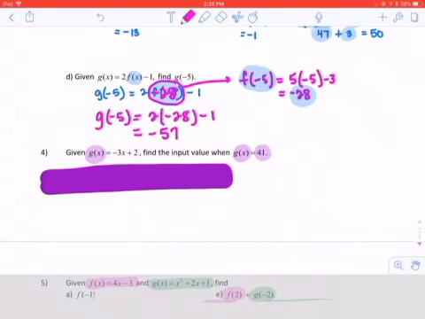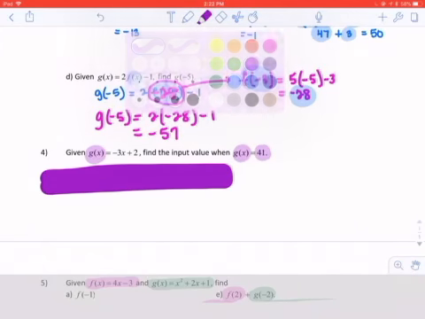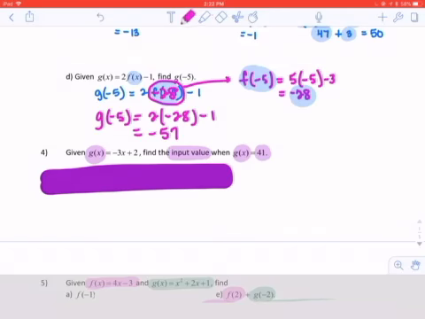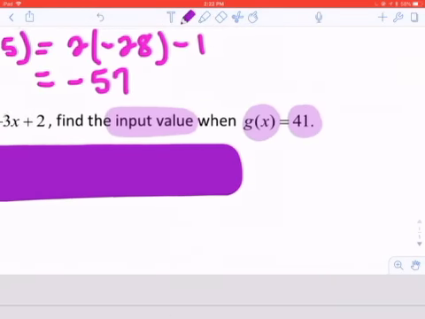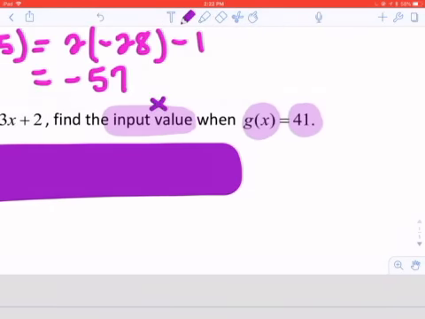All right, now number 4, another favorite of ours. It says, given g of x equals negative 3x plus 2, find the input value. Find the what? Find the input value. What's your input value? X, x, x, x. Find x when g of x equals 41.